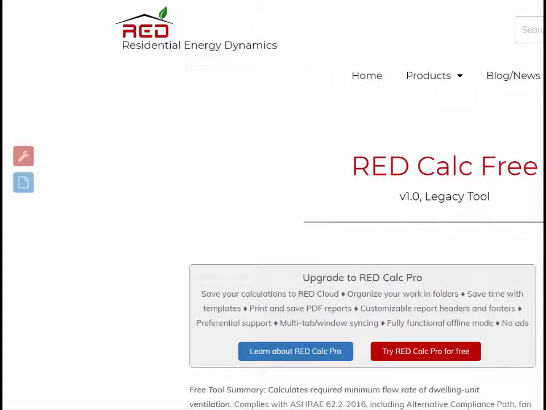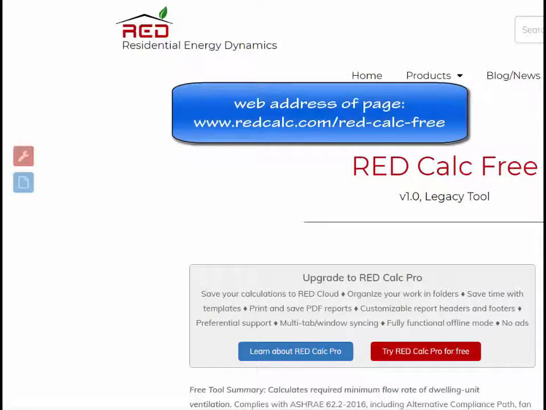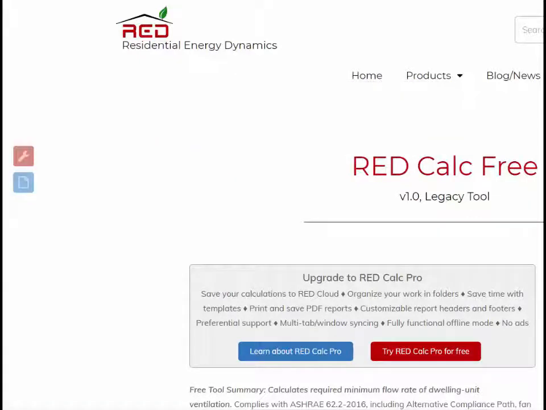What you're looking at now is the Residential Energy Dynamics REDCalc free page. You're not seeing the whole thing, just part of it. And what I'm going to do is go over some building science tools as fashioned into free web applications by Residential Energy Dynamics, sometimes known as RED. I'll walk you through 4 of over 25 building science tools.